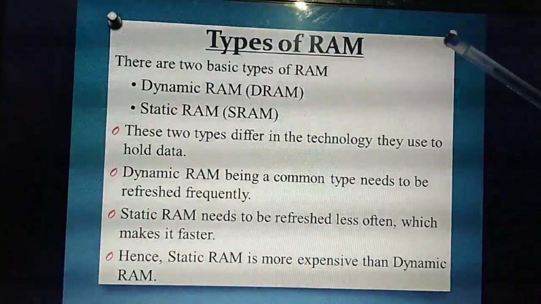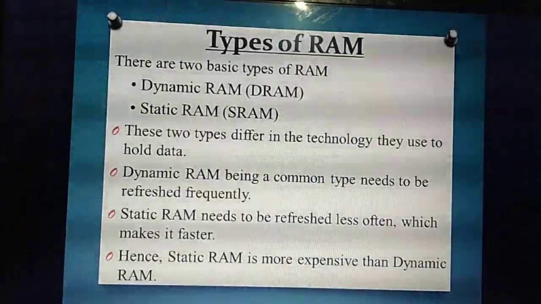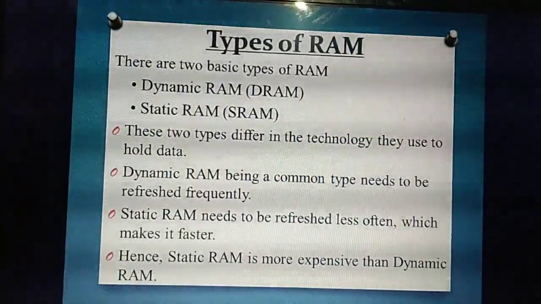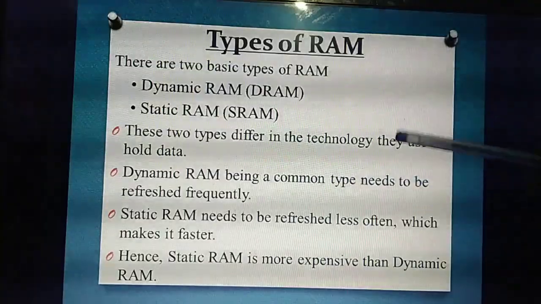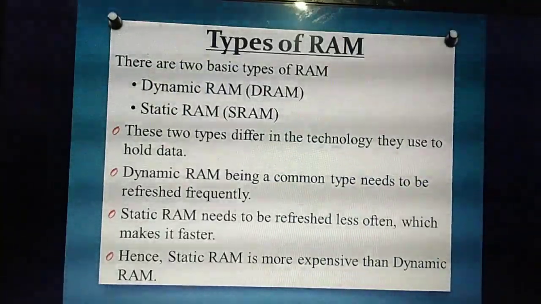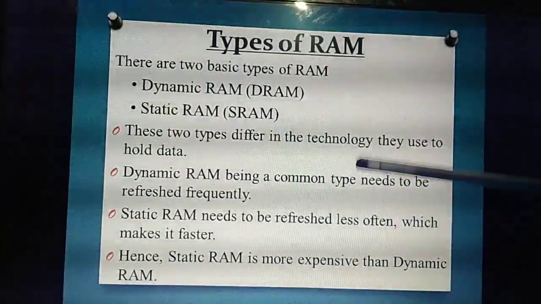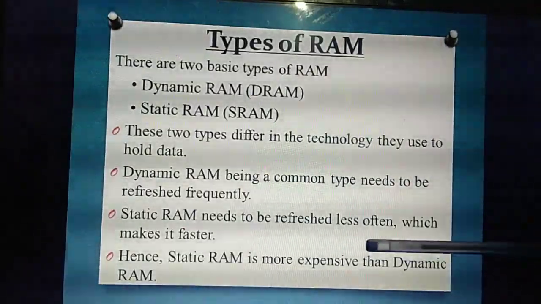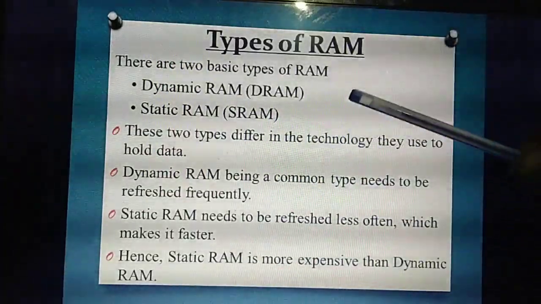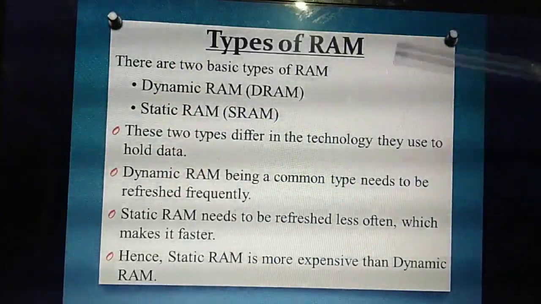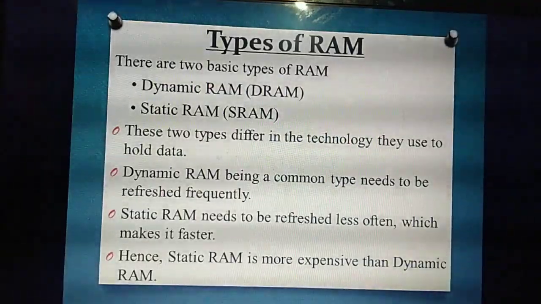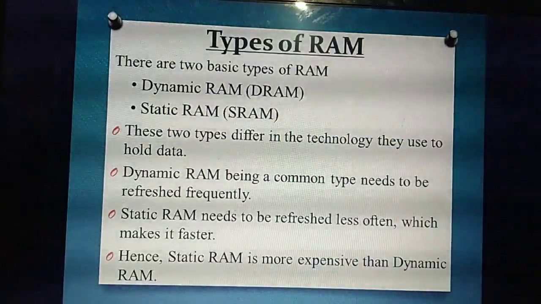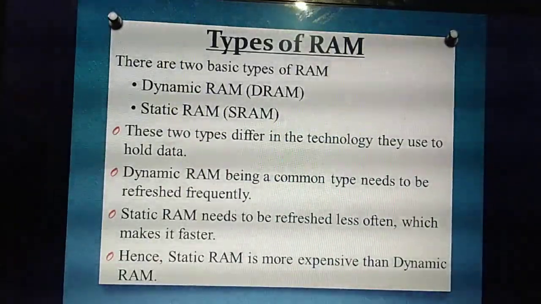This DRAM needs to be refreshed frequently. What's the meaning of refreshing? Refreshing means the process needs to start and repeat once again. That is called a refresh. But static means permanent. Compared to DRAM, SRAM need not be refreshed again and again. So compared to DRAM, SRAM works faster. This static RAM is more expensive than dynamic RAM.